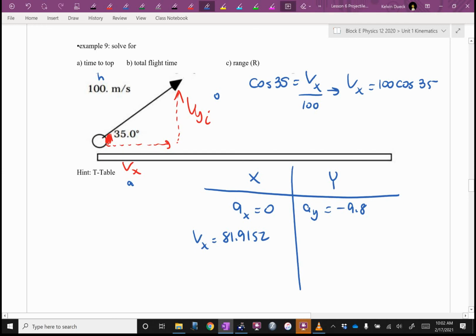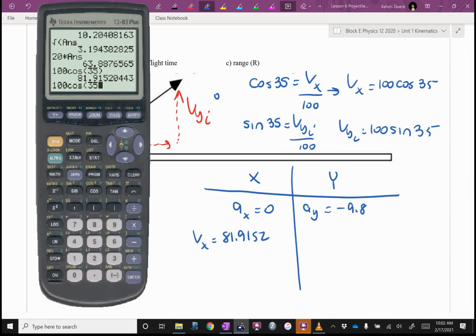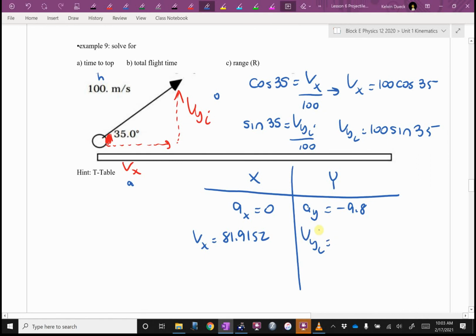Paige, what trig function was Vx? What do you think Vy is? Yes, it is. Vy initial over 100. Vy initial equals 100 sine 35. And I get 57.3576. Six sig figs will almost always give me 3 or 4 final sig figs of accuracy, unless I got really bizarre numbers. Vy initial equals 57.3576.